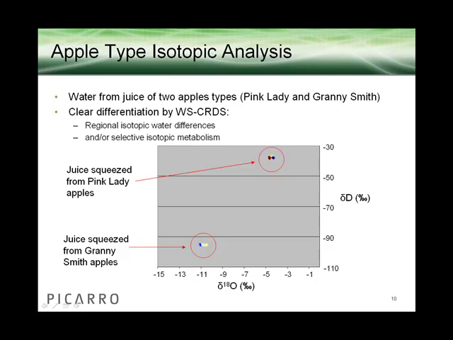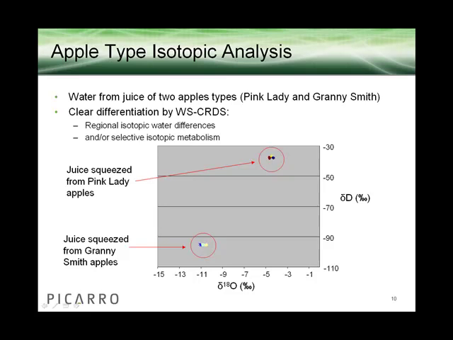We have also run food samples which show interesting variations that may be related to both regional growing conditions and metabolic processes. First, let's look at two apple types. We bought Pink Lady and Granny Smith apples from a local supermarket. We cut a portion from each apple and squeezed about 150 microliters of juice from each into separate vials. We then distilled to dryness, capturing the water.